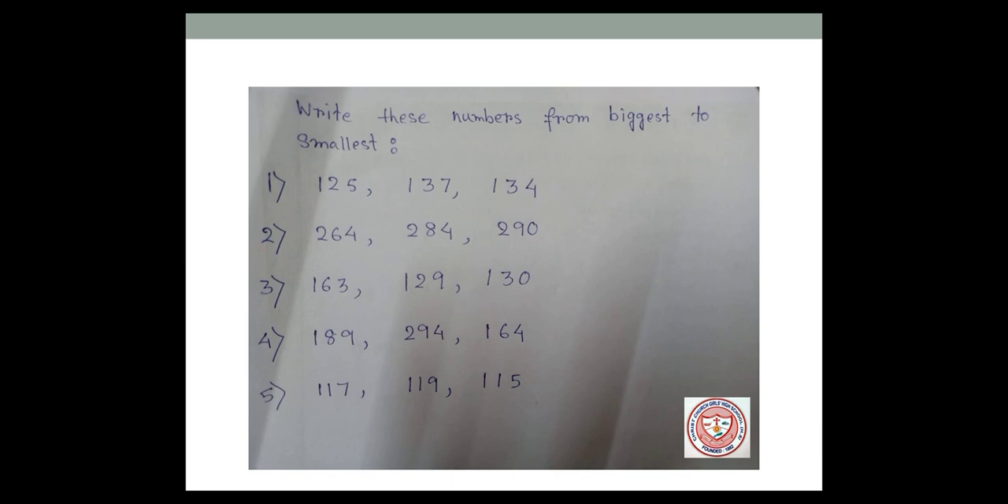Write these numbers from biggest to smallest. 125, 137, 134, 264, 284, 290, 163, 129, 130, 189, 294, 164, 117, 119, 115.